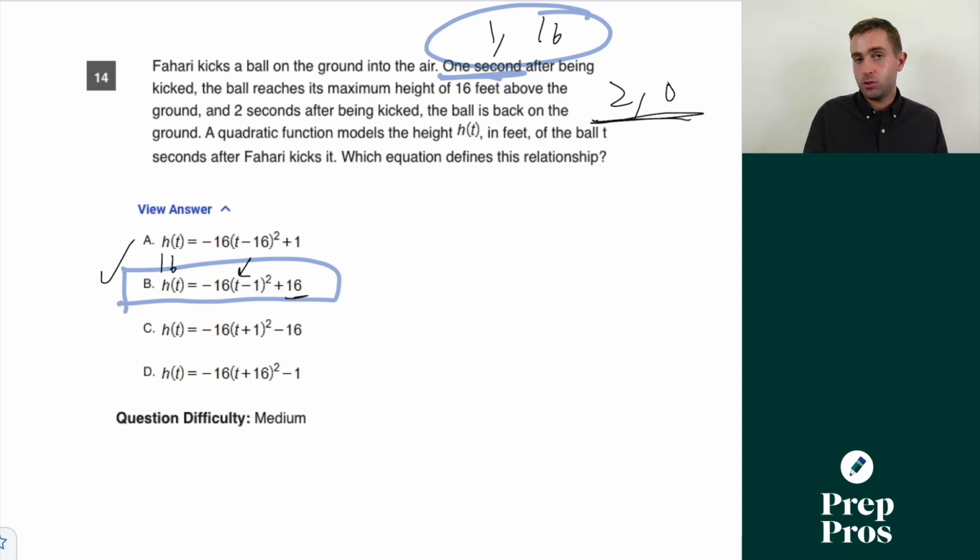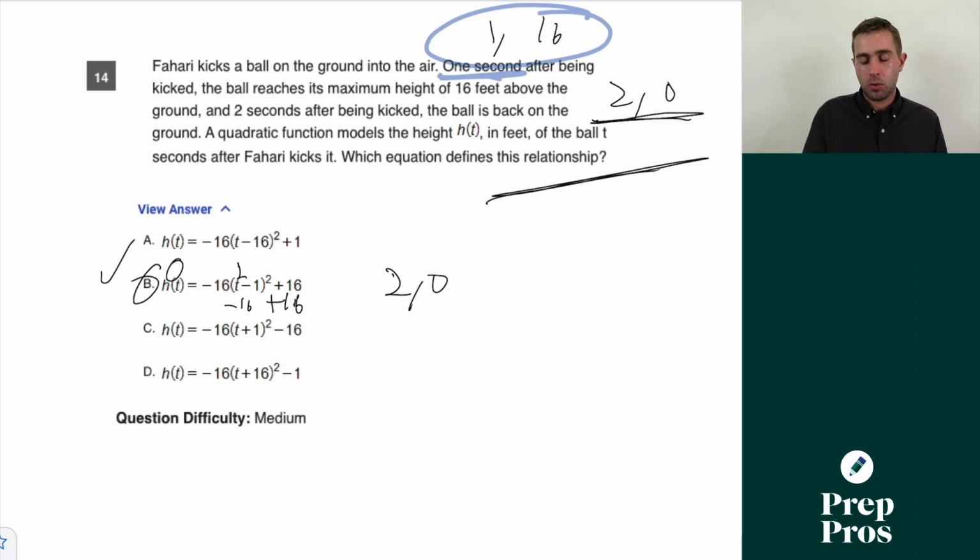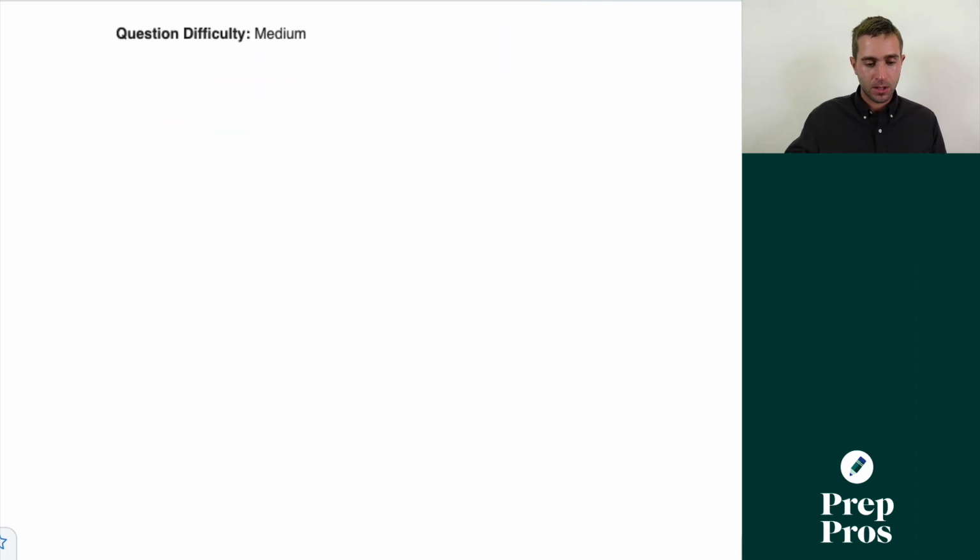I could check the point 2 comma 0 as well. If I plug that in, what I'm looking for is that my output has to be 0 when my input, or t value, is 2. 2 minus 1 equals 1. 1 squared equals 1. Negative 16 times 1 equals negative 16. Plus 16 equals 0. So this gives me the correct output of 2 comma 0. That is the way you can always deal with these questions, by plugging points in if you're a little bit stuck on the more technical or conceptual way of looking at it and identifying your right answer.